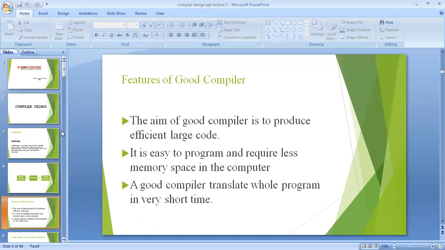Same as that, a good compiler has some features. The aim of a good compiler is to produce efficient code. It is easy to program and requires less memory space in the computer. A good compiler translates the whole program in a very short time. So we have to always keep these three points in mind.